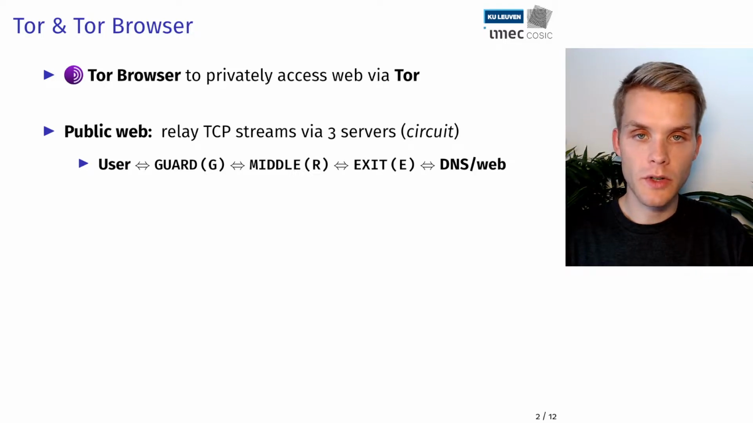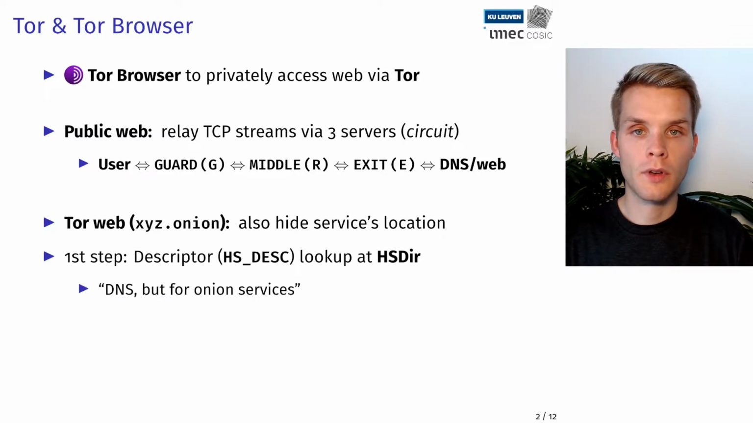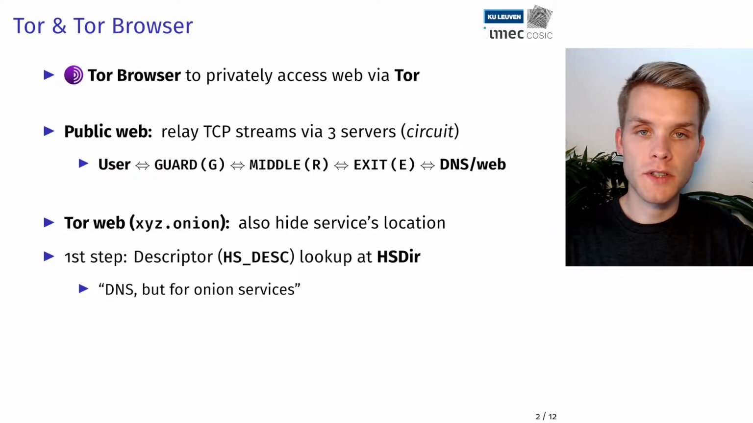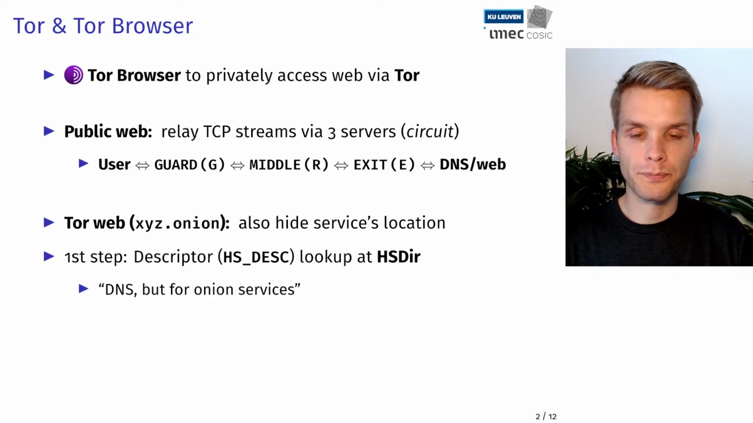Guards on these circuits have a particularly important position because they know the IP addresses of their users, and users stick to them for longer amounts of time. There's also connections within the Tor web, so destinations reached by connecting to onion addresses. And onion services also offer the server-side privacy protections that users enjoy as well.